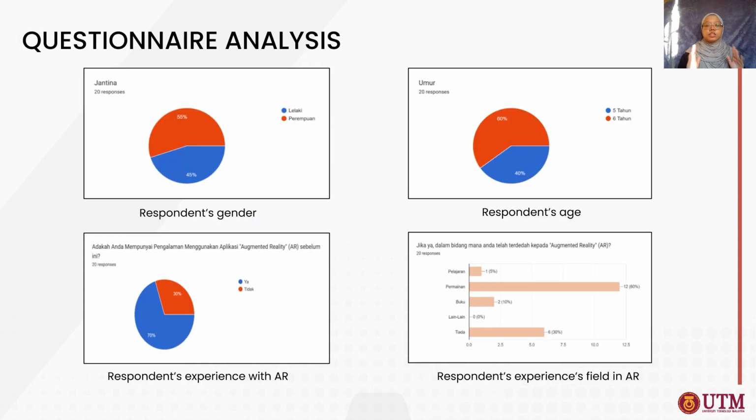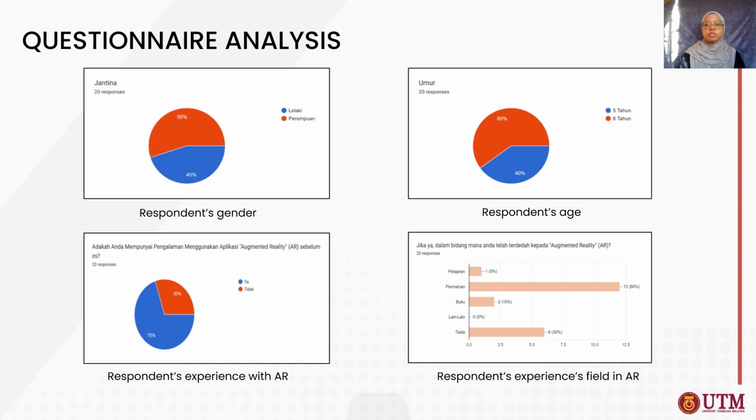So this is section A of the questionnaire analysis, which is the pre-experiment result. The first chart depicted the gender distribution of respondents, with a higher number of females than males. The second chart displayed the age distribution of respondents, indicating that 6-year-old respondents outnumbered 5-year-olds, with 60% and 40% respectively.